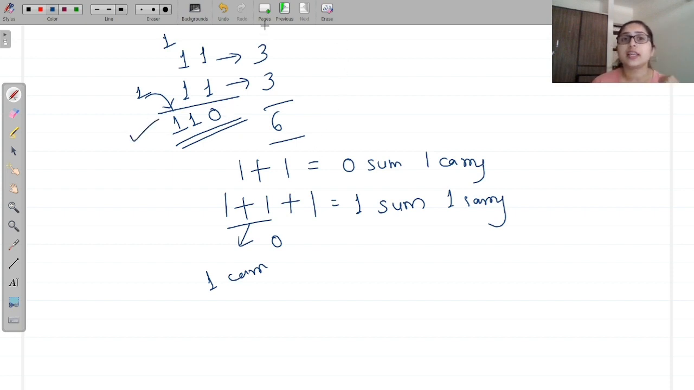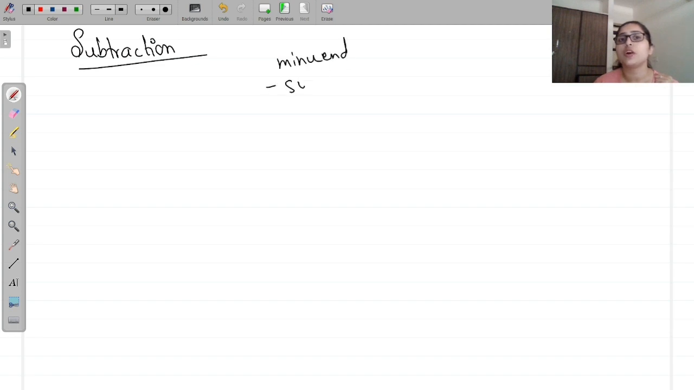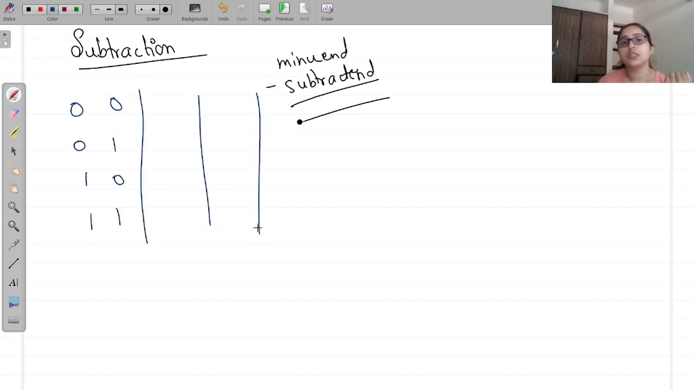Okay, now let us take another operation, that is the binary subtraction. In this case, you will be having the minuend and the subtrahend. Minuend minus subtrahend. This is what we are going to follow in all the number systems. Same thing in the binary. Okay, so we have different rules here. Once again, 0 0, 0 1, 1 0, 1 1. Here we will be having 2 outputs. Instead of sum and carry, we will be having difference and borrow.